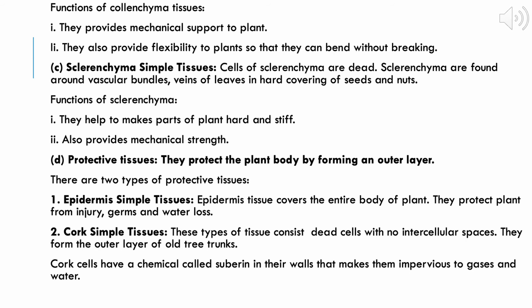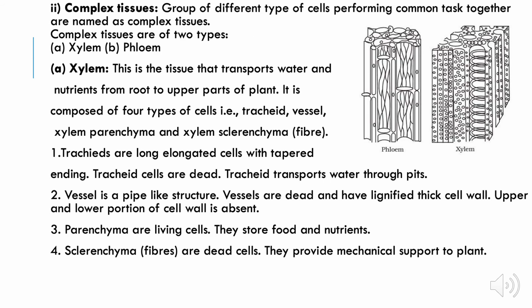Now we will start with the complex permanent tissue. So students, now we are starting with complex tissue. Why is this tissue called complex? Because there are different types of cells present and they are performing a common task together. So that's why they are called complex tissue. The first complex tissue which we will discuss today is xylem.